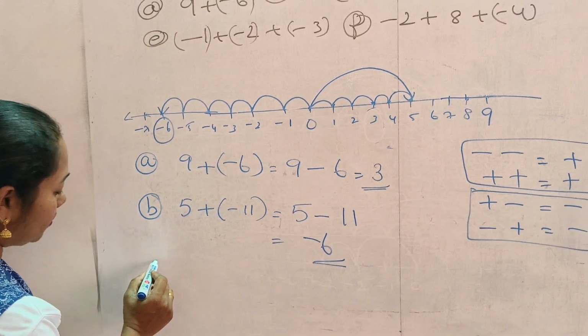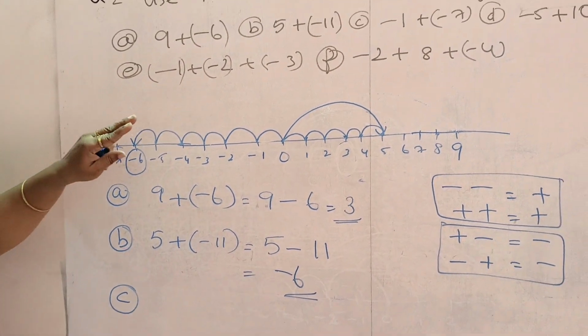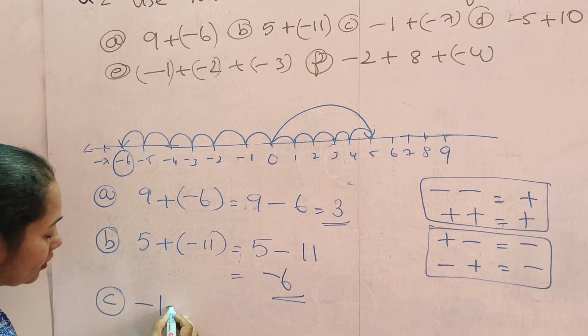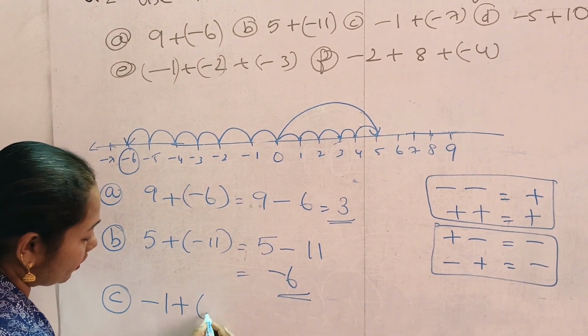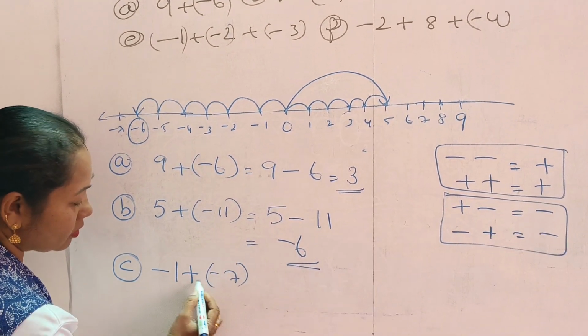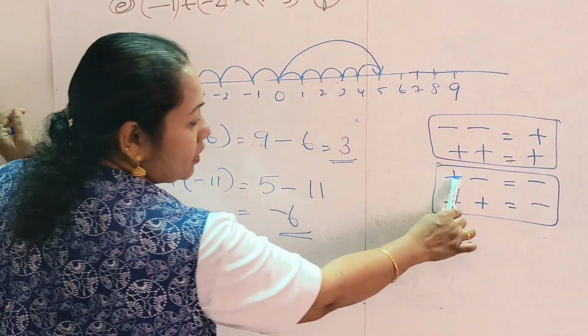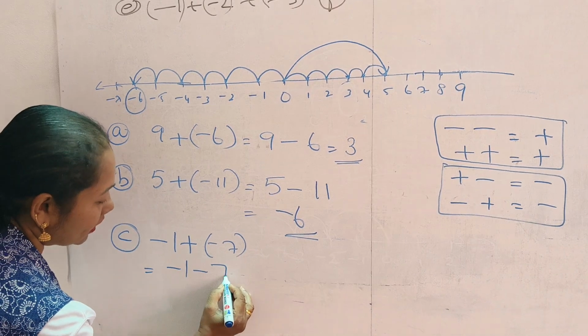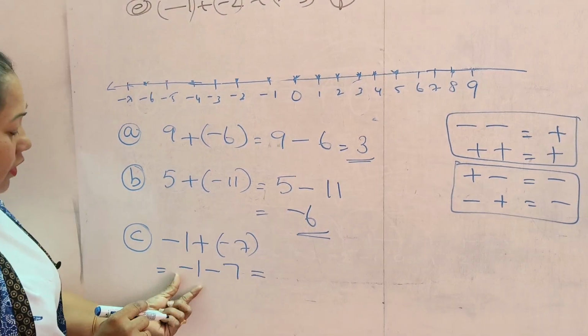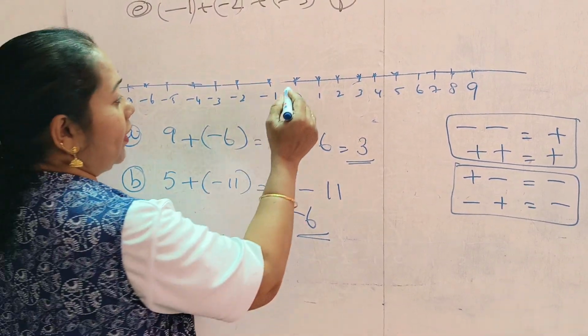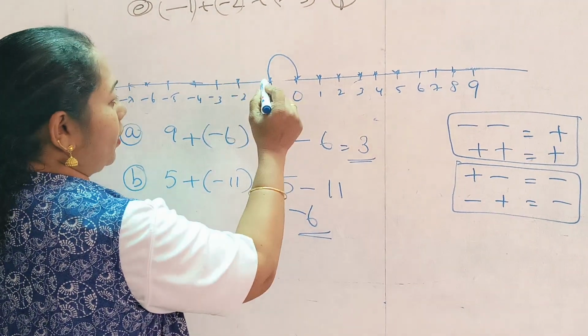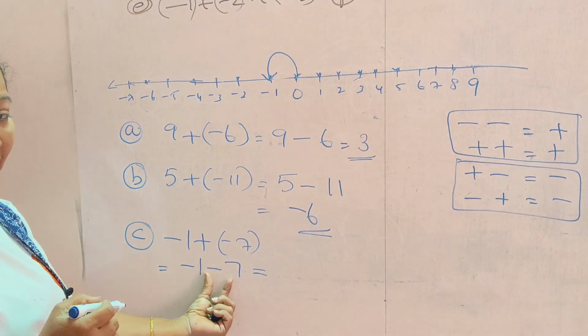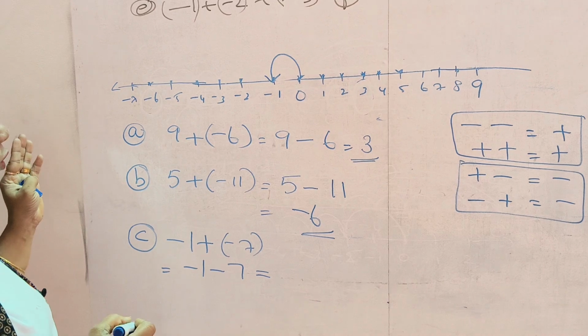Okay. Now question number third, part C. Minus 1 plus minus 7. Minus plus minus minus. Okay. Plus minus minus, so we have to put minus 1 minus 7. First we have to go from 0 to minus 1. 0 to minus 1. Now again minus 7. So again we have to go to the left side only.